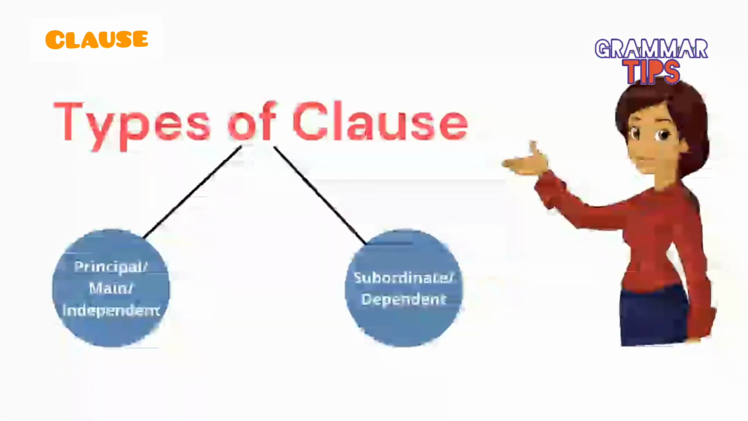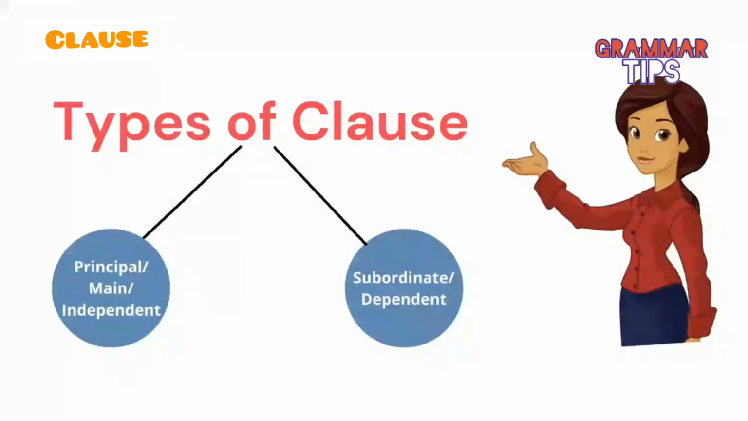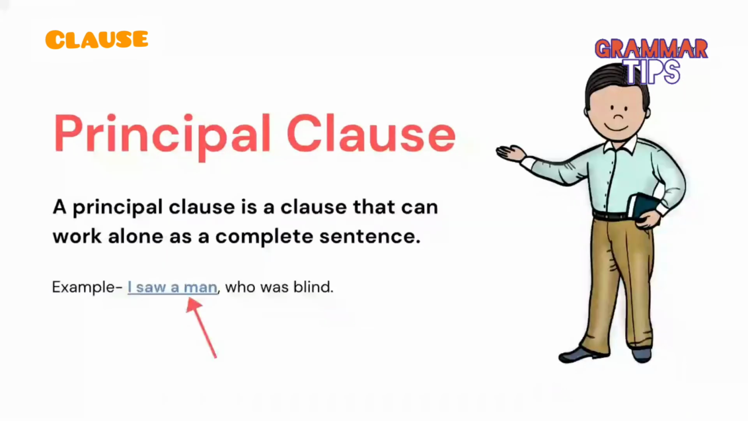We'll see now types of clauses. There are 2 types of clauses. Principal, that is known as a main clause or independent clause, and second one type of clause is subordinate, that is known as a dependent clause. So principal clause. Principal clause is a clause that can work alone as a complete sentence.